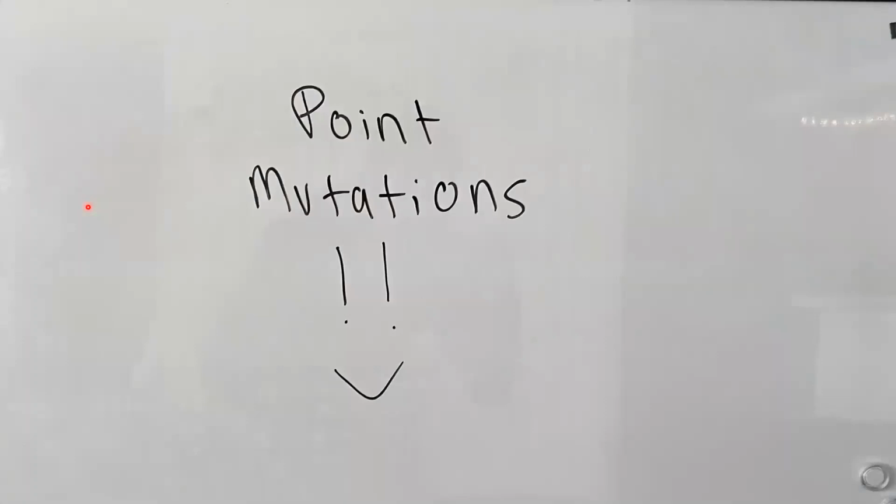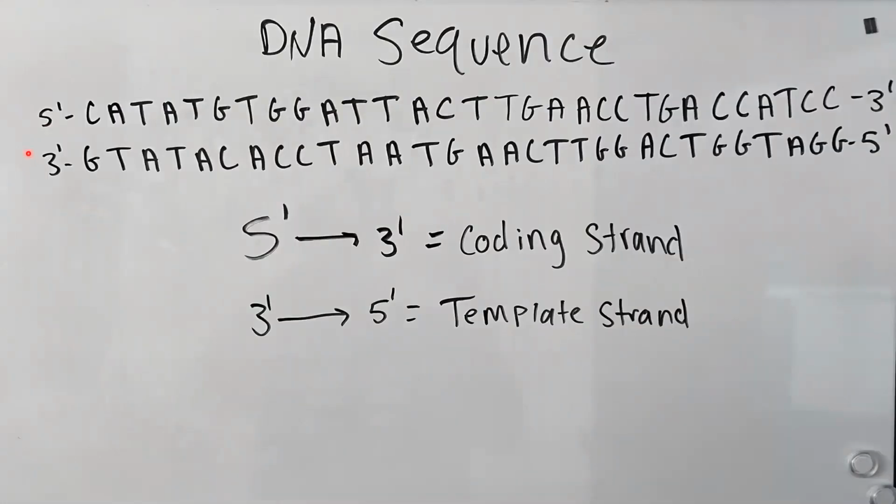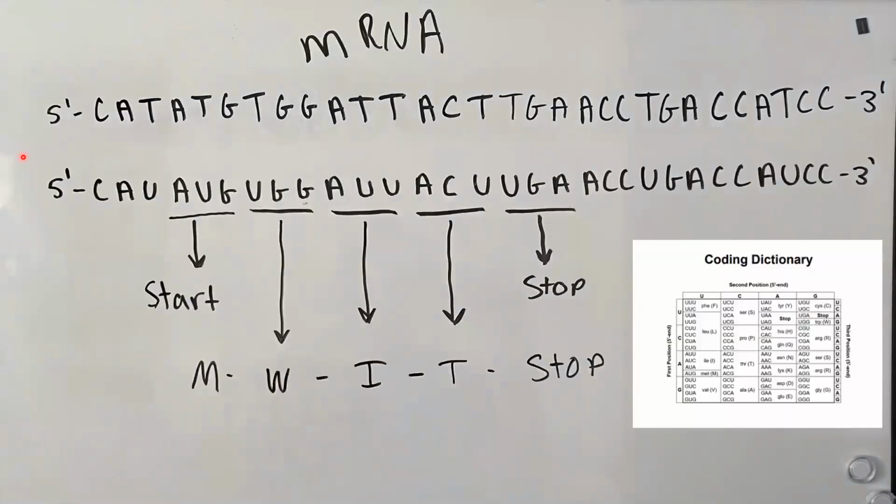Hey everyone, today I'm going to be talking about point mutations and how they affect transcription and translation in a DNA sequence. So here, this top strand from 5' to 3' is our coding strand, and this bottom one from 3' to 5' is our template strand.